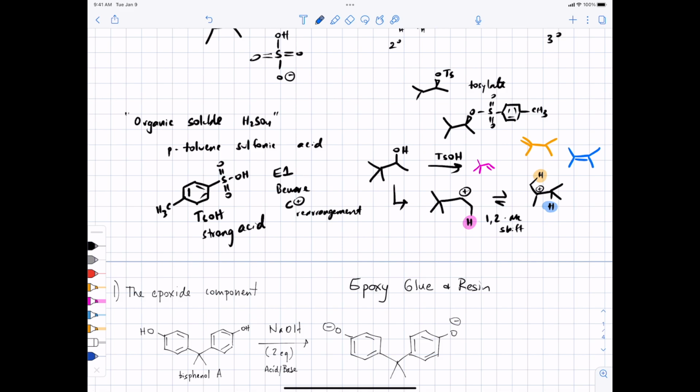So essentially, TSOH and H2SO4 do exactly the same thing. You can use them interchangeably. The rhyme or reason for using one versus the other is, as I told you, TSOH is organic solvent soluble, whereas H2SO4 in water isn't. And so depending on the molecule you're using, you might want to use either choice.